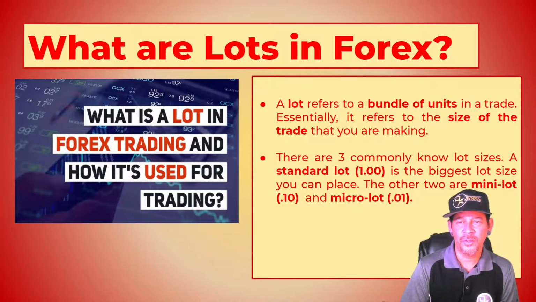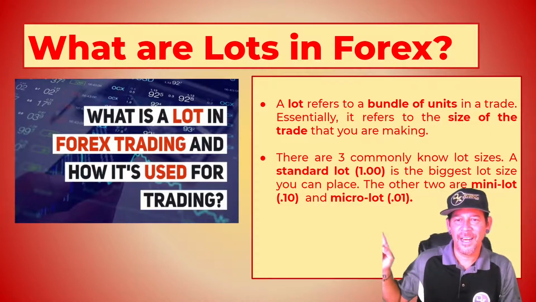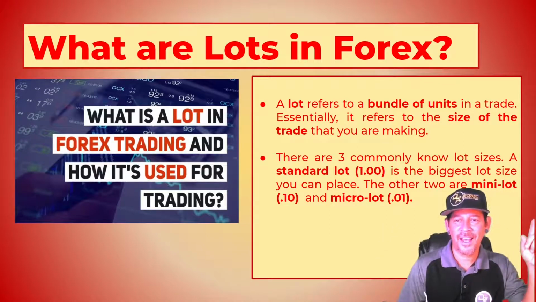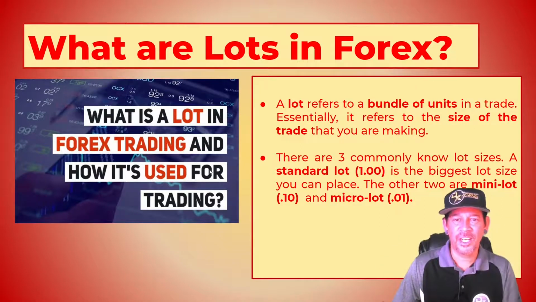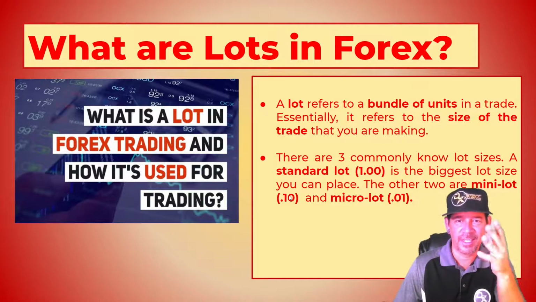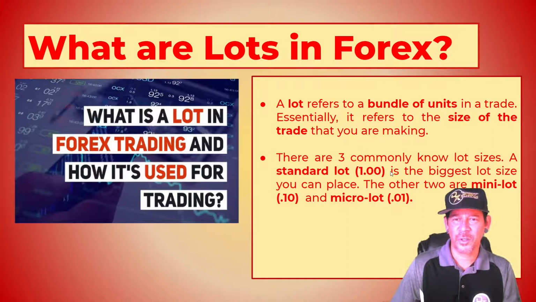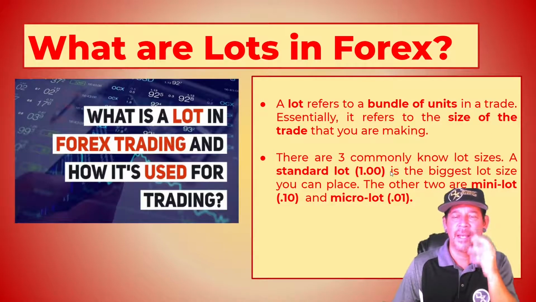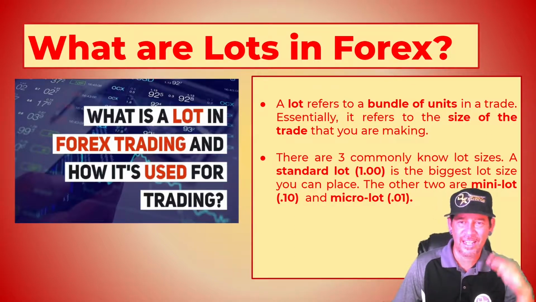The other two are a mini lot and a micro lot. Okay, and again, a mini lot looks like 10 cents and a micro lot looks like a penny. That is not what it stands for. It's just what it looks like when you visually see it on screen, when it's written out. Okay. Now, those are the three commonly known lot sizes. There's also a nano lot size, but most brokers don't allow you to trade that low.